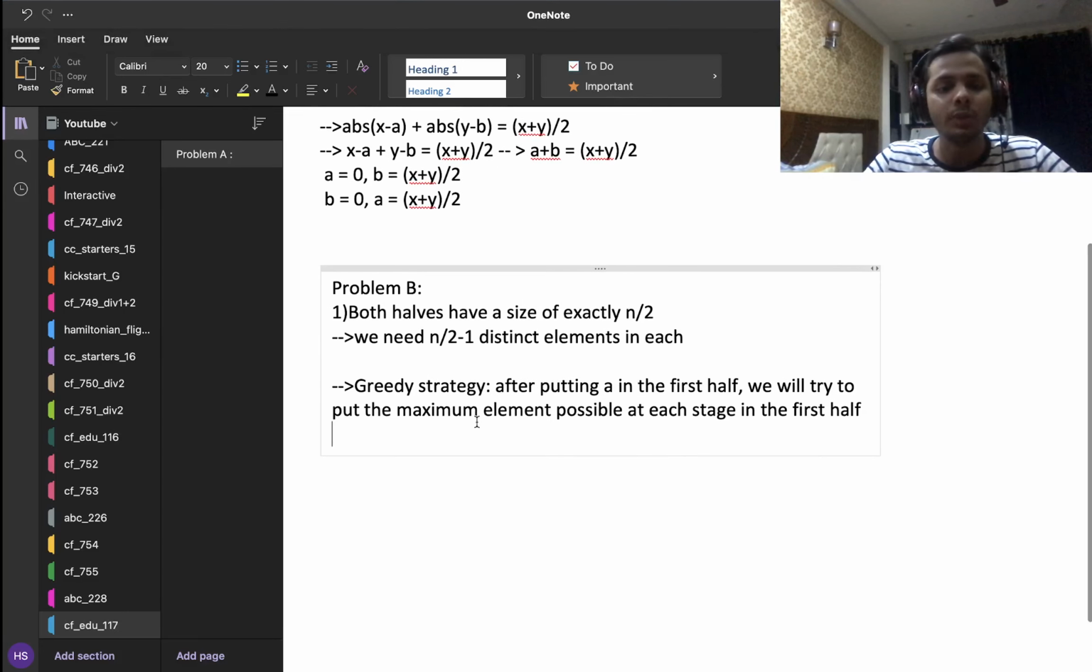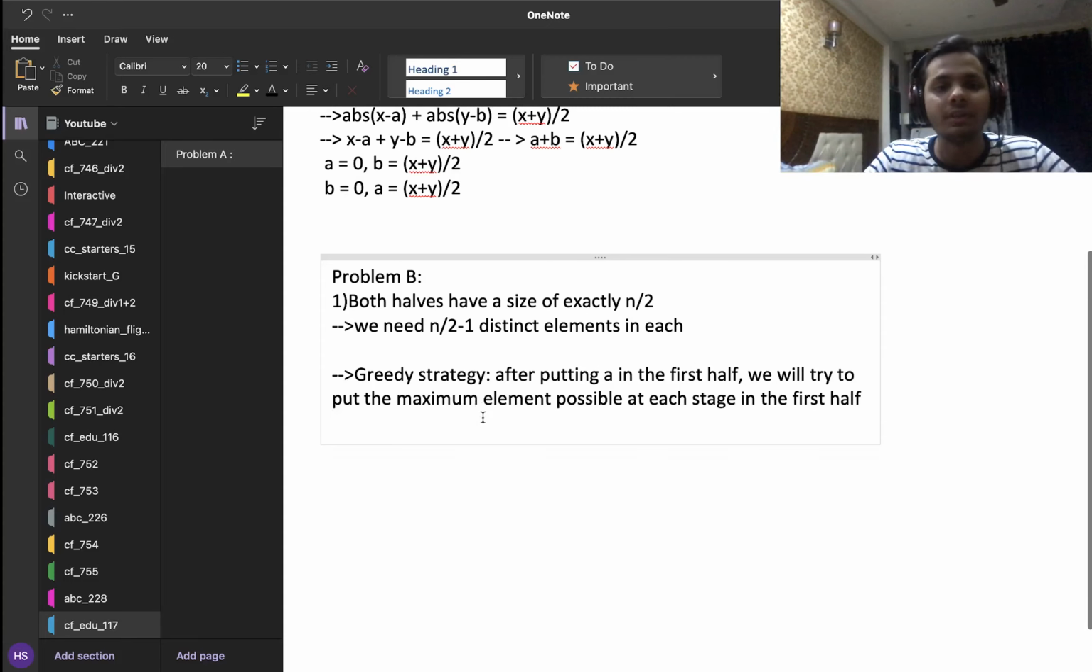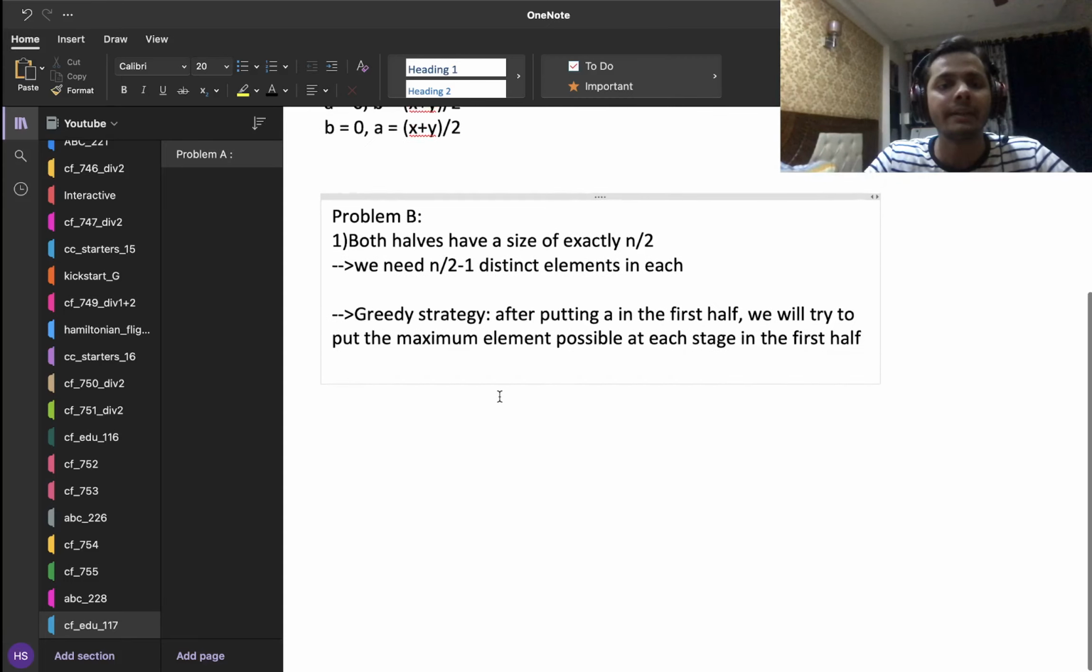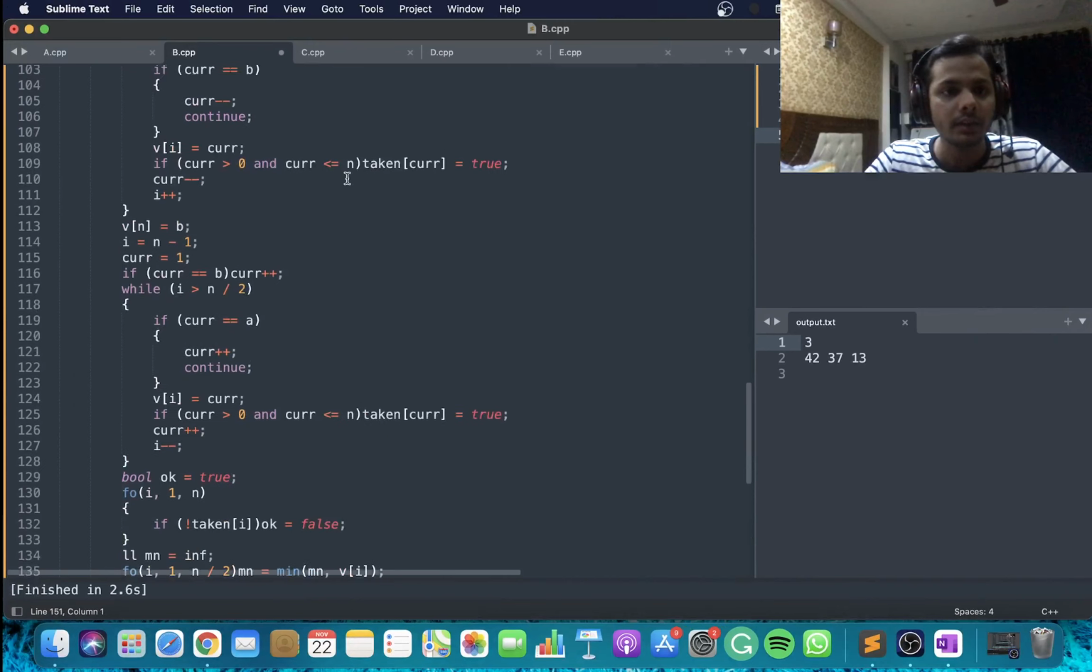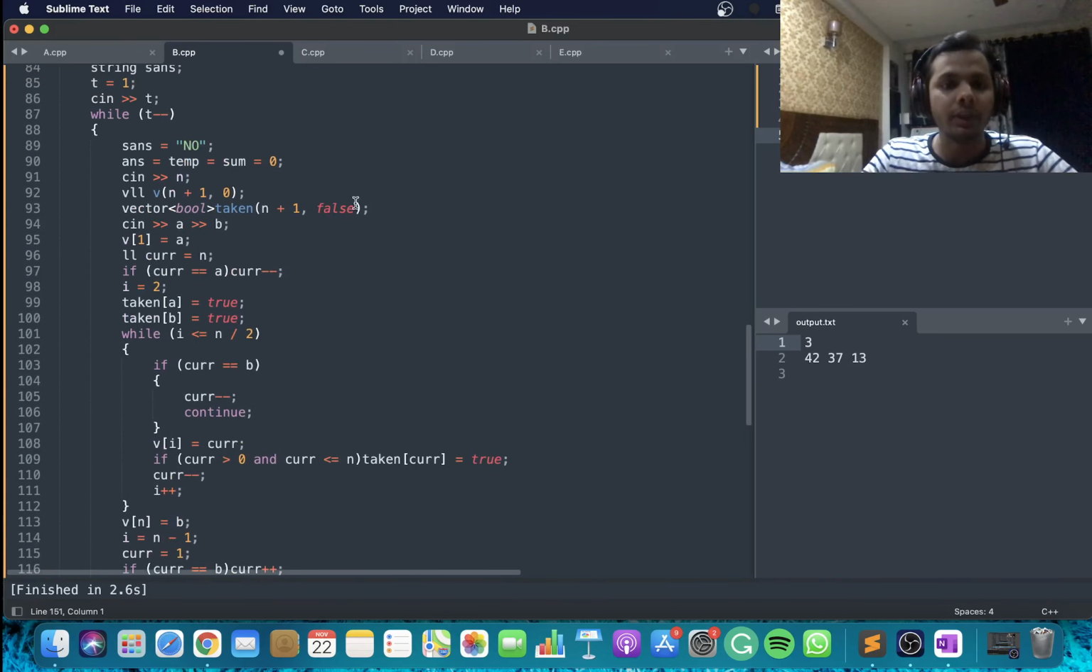We will try to do this at each step, and once we are done, we will just check our permutation if it contains all the elements from 1 to n exactly once or not. And yeah, this greedy strategy will work here. Let's just have a look for better clarity. Okay, so let's see what I'm doing here.